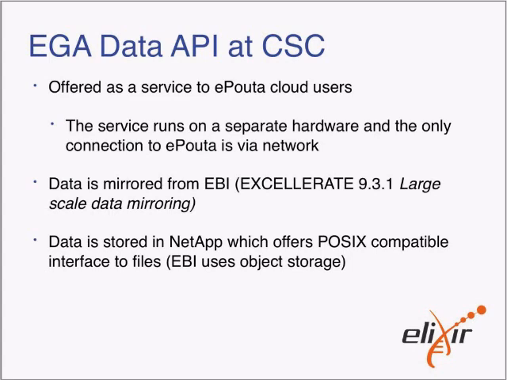At the moment, this service runs on separate hardware, and the only connection to ePortal Cloud is via network. And data is mirrored from EBI, and this is actually a task of ELIXIR Accelerate Work Package 9, large-scale data mirroring. And data is stored in NetApp's storage solution, which offers a POSIX-compatible interface to files. And here is actually a difference to EBI. EBI uses the CleverSafe object storage solution.